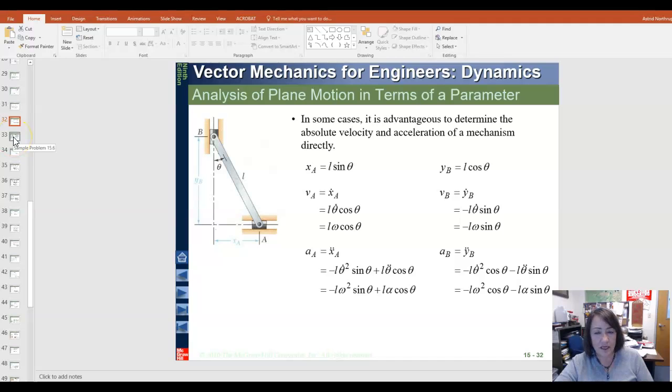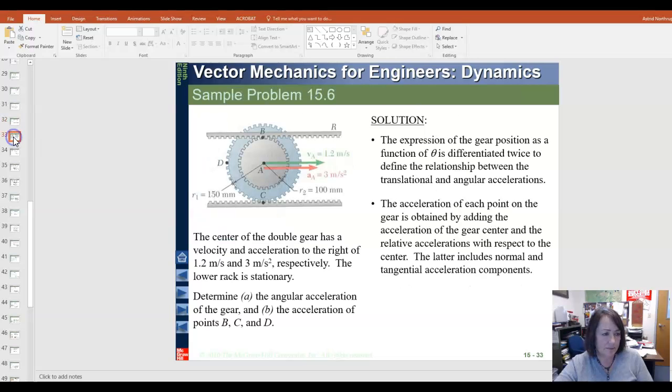Now this is actually an excellent slide, so when you're using your homework, take a look at this and use it as an example. It's an excellent example of kinematics.